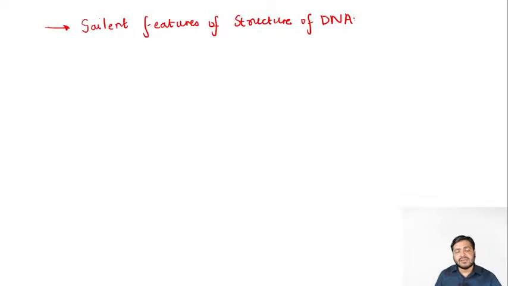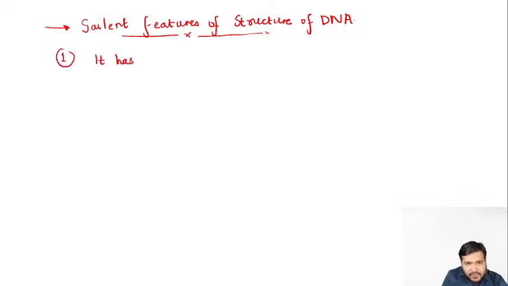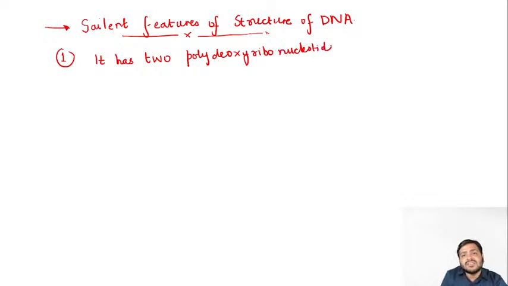Guys, please ignore them and just continue with what we are trying to focus on, the salient features of the normal structure of DNA. Remember, the first salient feature is that it has two polydeoxyribonucleotide strands. We have already discussed the structure of nucleotides. You all know that a nucleotide is basically composed of three things: sugar, phosphate and base.